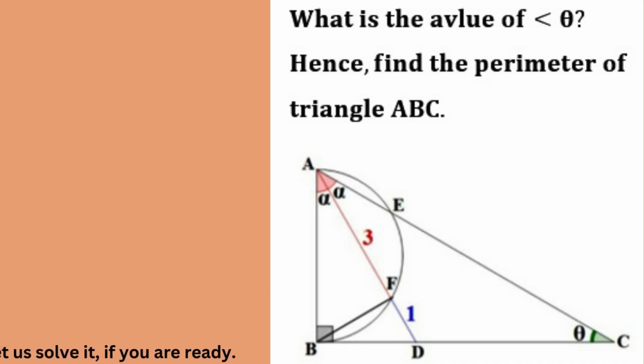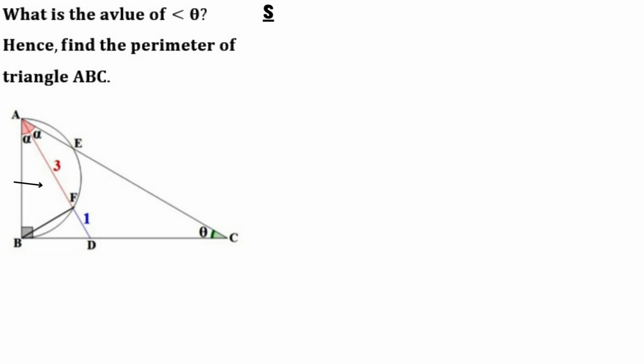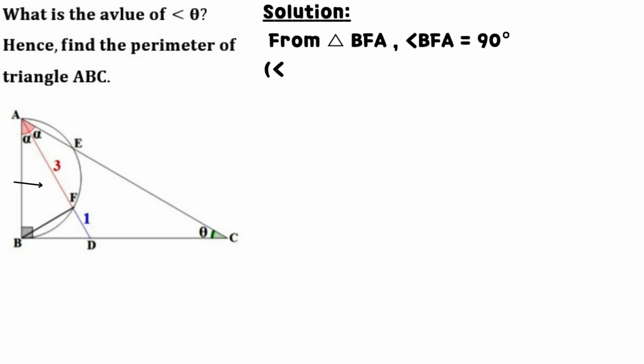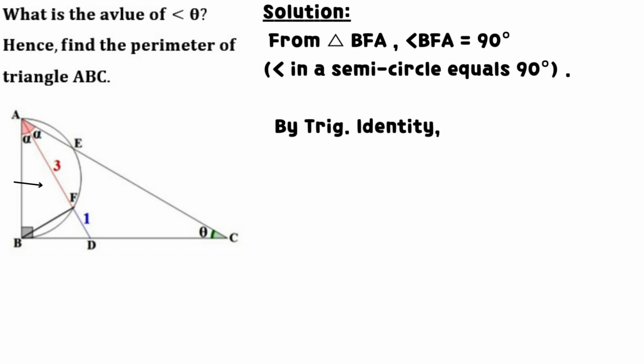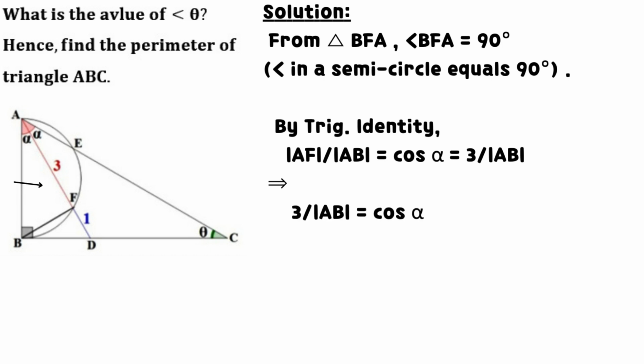What is the value of angle θ and the perimeter of triangle ABC? From triangle BFA, angle BFA equals 90 degrees. It is because the angle in a semicircle equals 90 degrees.